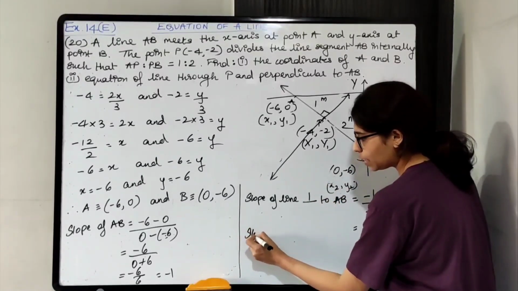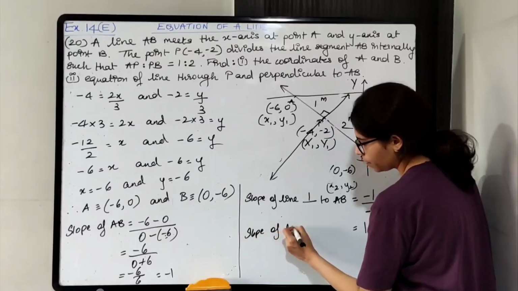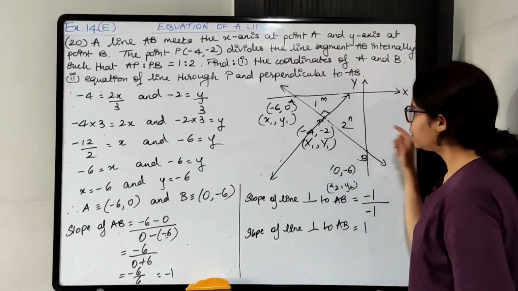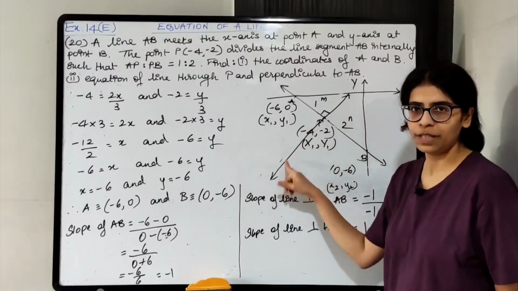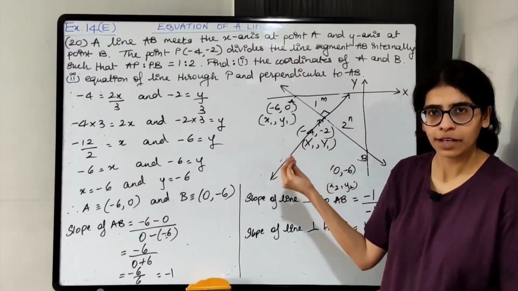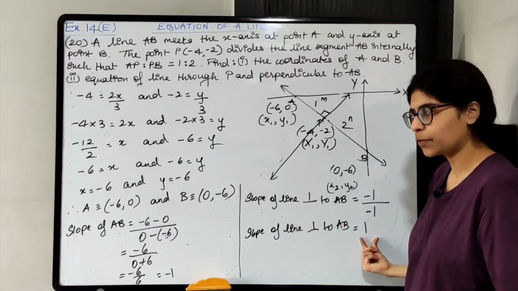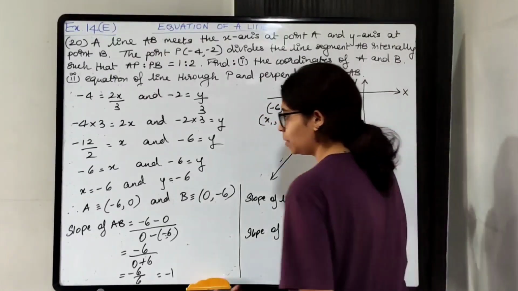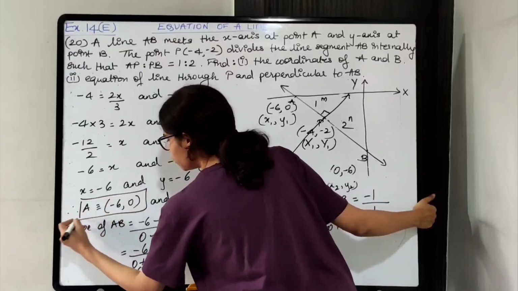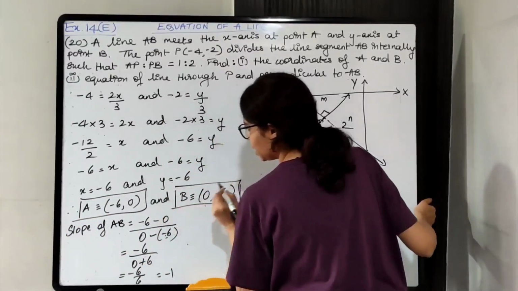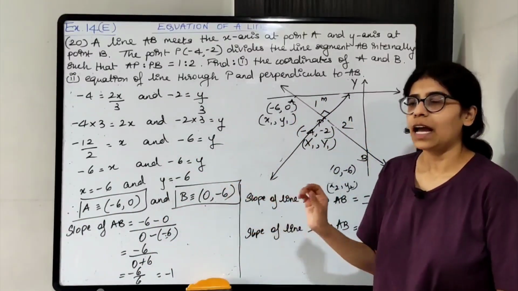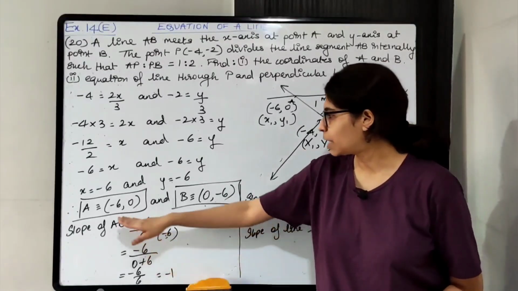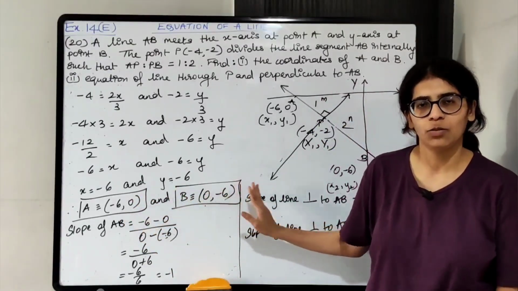So slope of line perpendicular to AB is equal to 1. So this line which is passing through P and perpendicular to AB, what will its slope be? It will be 1. Okay. Now students, in the first part you had to find the coordinates of A and B. So box the values of the coordinates that you're getting, and make sure that you write down a statement. The coordinates of A are minus 6 comma 0 and coordinates of B are 0 comma minus 6.